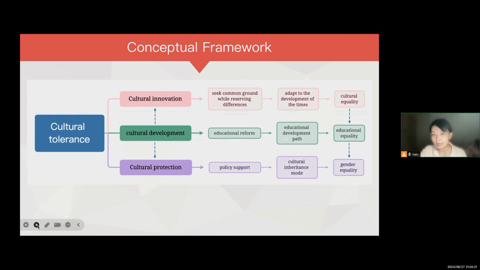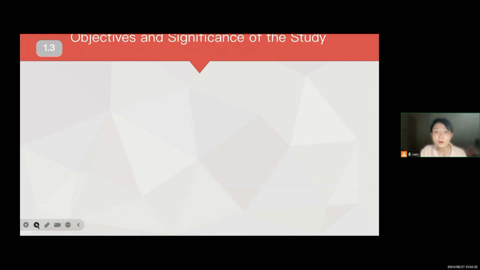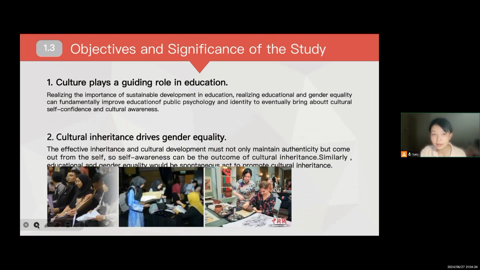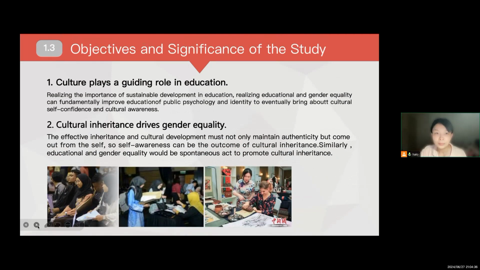Okay, next is our conceptual framework. Cultural tolerance is divided into three aspects: cultural innovation, cultural development, and cultural protection. So according to the conceptual framework of the study, we can conclude the objectives and significance of the study. That is six points of the objectives and significance.